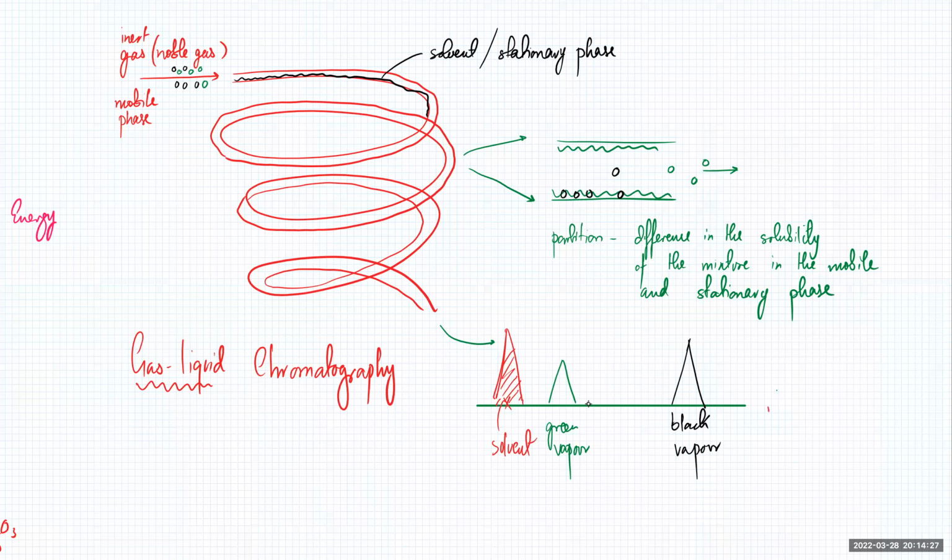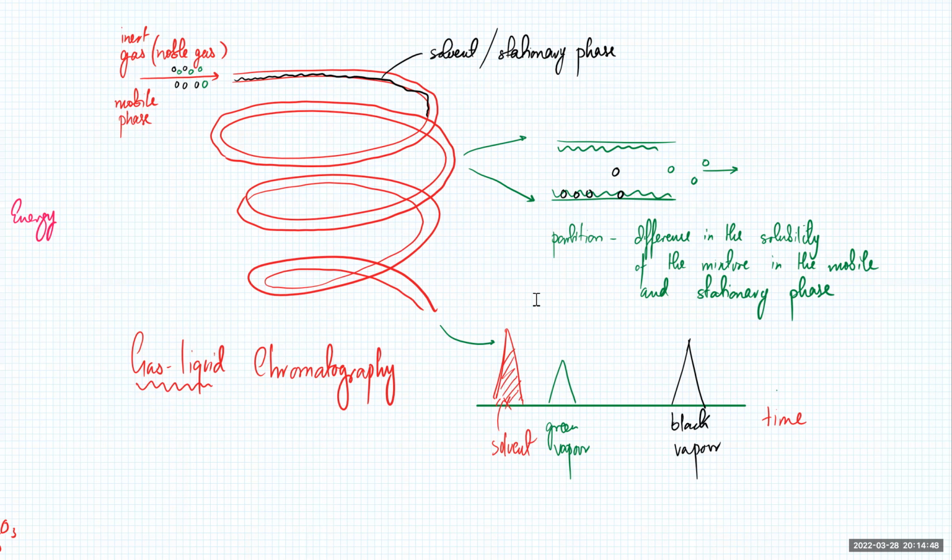This is the time axis. So you're going to detect it much earlier. And the black vapor, because it's constantly dissolving in the stationary phase, and then evaporating, then dissolving back again, then evaporating, it's going to take a much longer time to travel through the tube. So the black vapor would be obtained at a much later time.